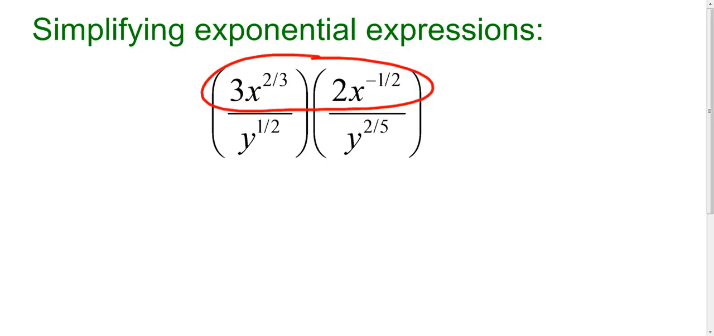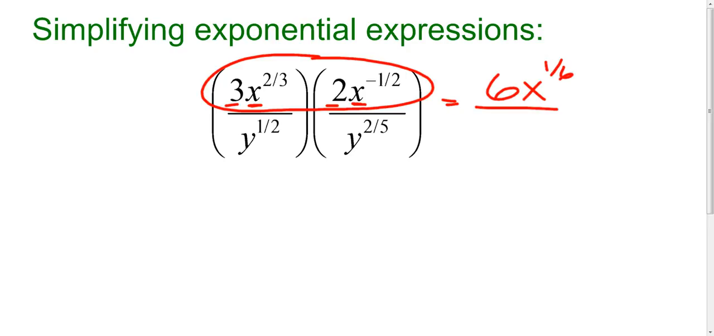Okay, when I multiply these across the top, I will multiply my coefficients. So 3 times 2 is 6. I will add my exponents since I have more than one base. Okay, so I will add 2/3 and -1/2. If you add 2/3 and -1/2, you can get the common denominators and get that onto your calculator. But 2/3 and -1/2 becomes x to the 1/6.